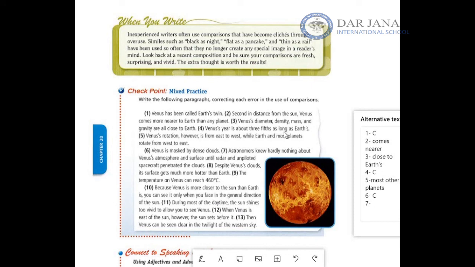7. Astronomers knew hardly nothing about Venus's atmosphere and surface until radar and a piloted spacecraft penetrated the clouds. Astronomers knew hardly nothing. Two negatives here. Hardly is a negative and nothing is another form of negative. In order to fix it, we should use only one negative form: knew hardly anything.